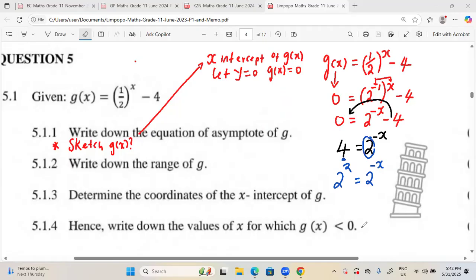Now it's easy to solve for x. Because the base is the same, we focus on the exponent. We say 2 equals negative x. Therefore, if we multiply both sides by negative 1, x is going to be negative 2. So negative 2 is my x-intercept. The x-intercept is negative 2.